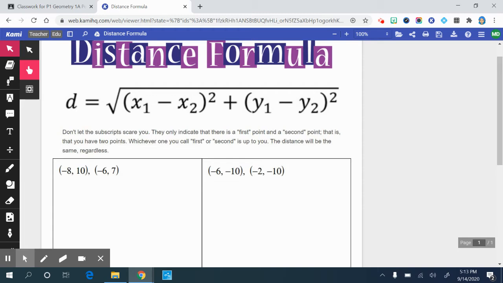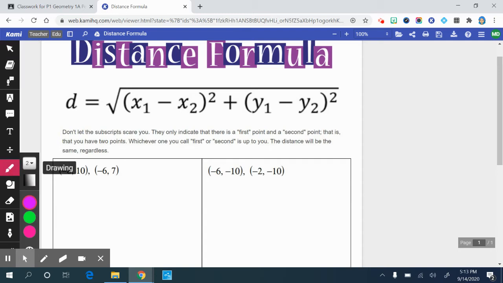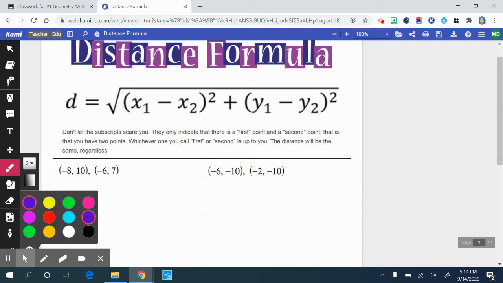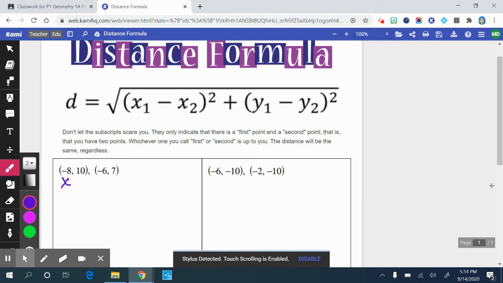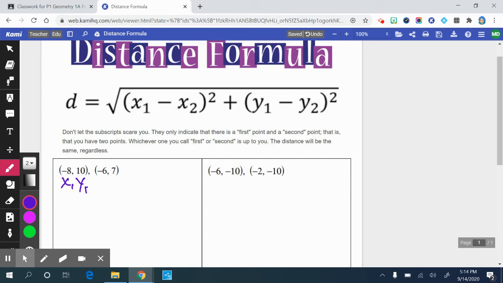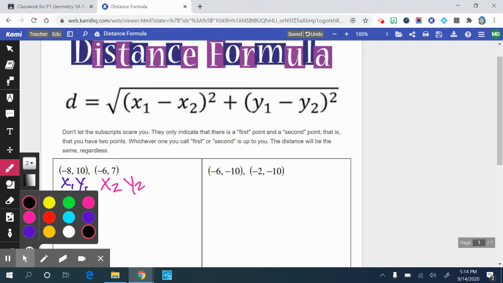And actually, I would recommend when you do these problems to label your x1 and your x2 and your y1 and your y2. So I'm going to go ahead and do that here. Let's use purple for x1 and y1, and pink for x2 and y2. All right, so I know which ones are going to go where. And then I'm going to write out my formula.